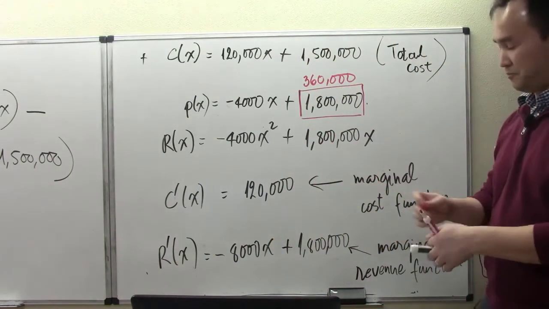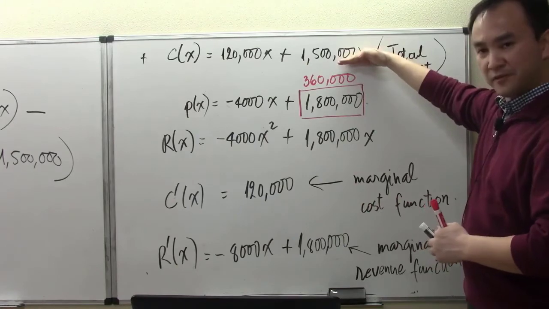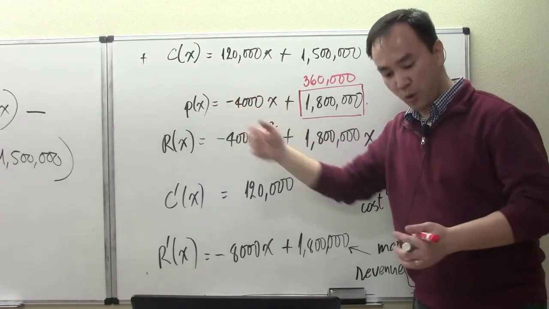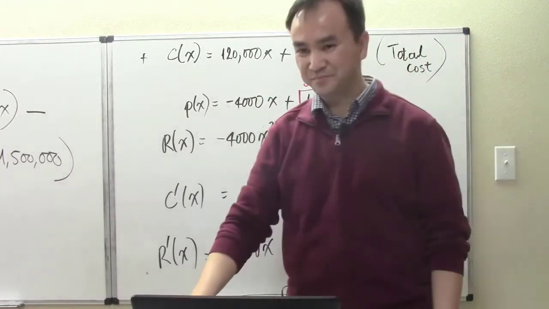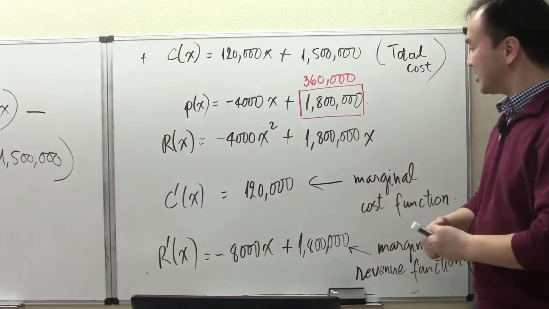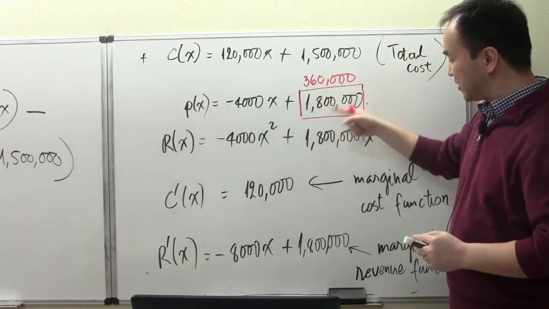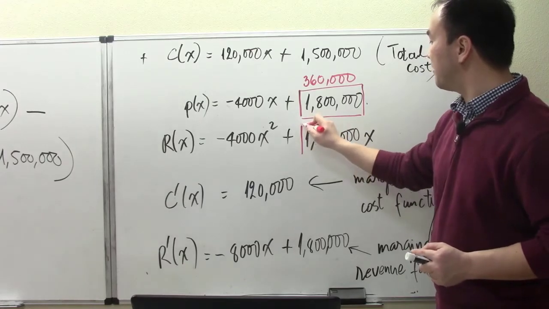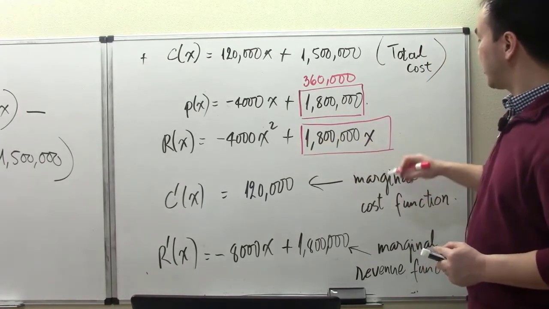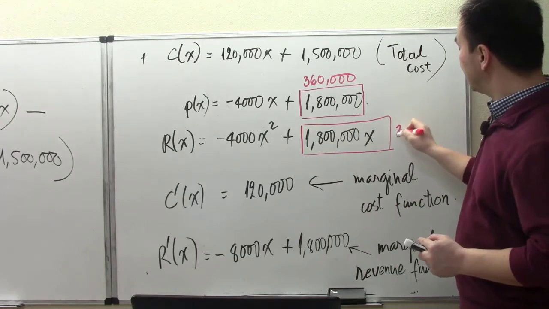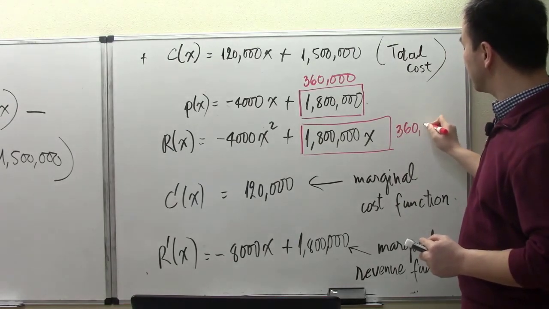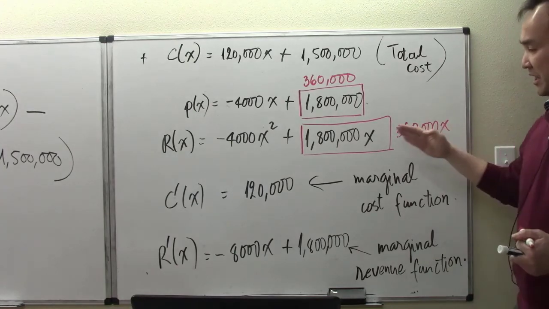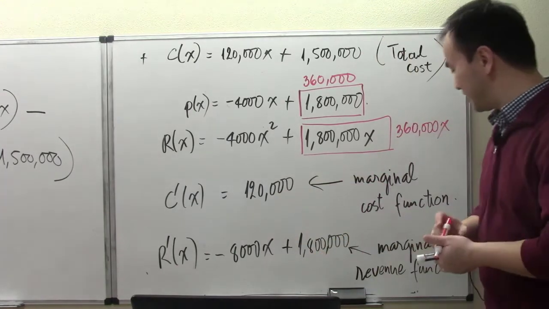That's so back in the steps. So the cost function was completely good, but the pricing, the demand equation that I've used was incorrect. And in that way, it led to such a huge amount of difference. Consequently, this term right here in my revenue function is corrected to only 360,000x. And that consequently must change my R prime right here.